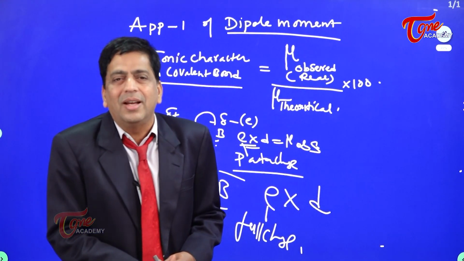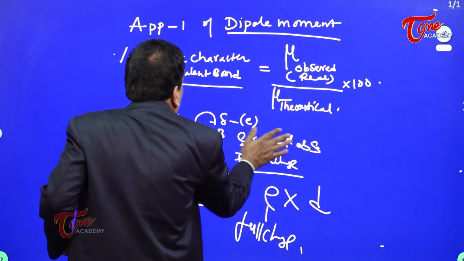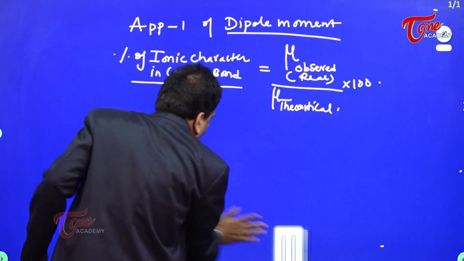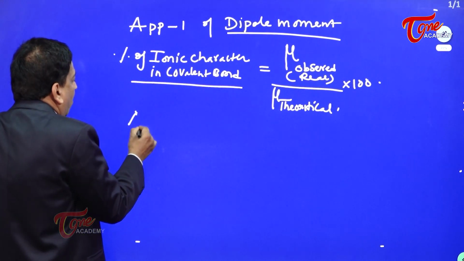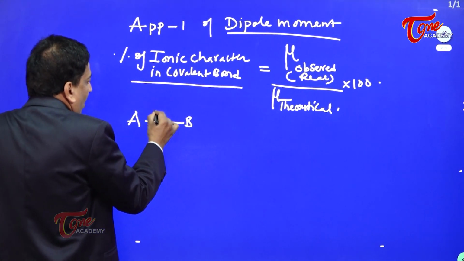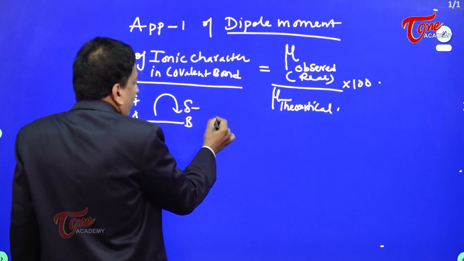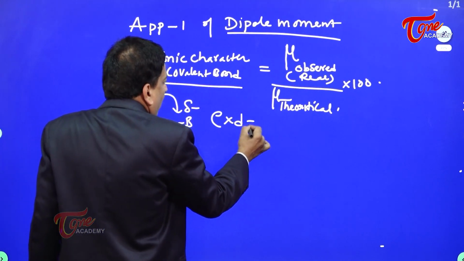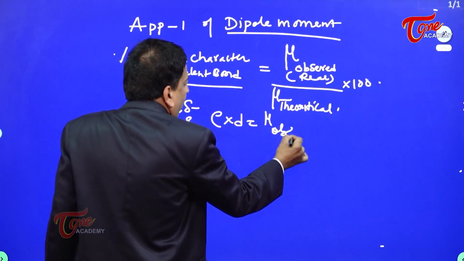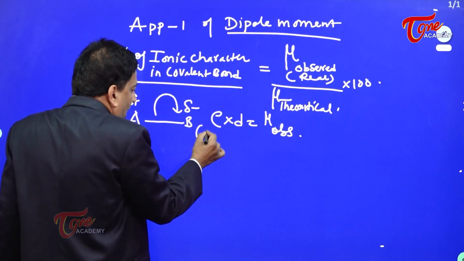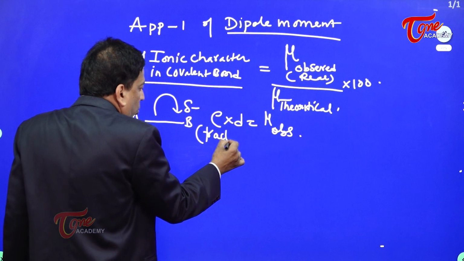A partial charge. Right? So basically, let me write it properly here. Suppose you assume AB, and this is the charge developed on it, this E into D is mu observed. The E is basically a fraction of the total charge.